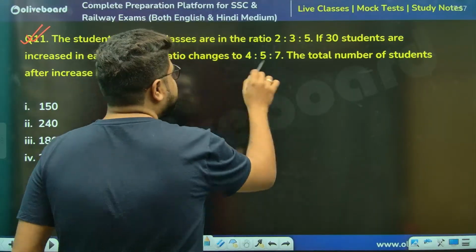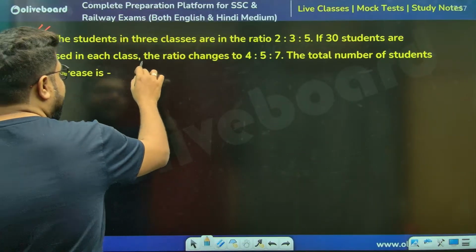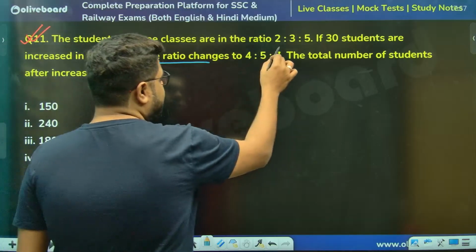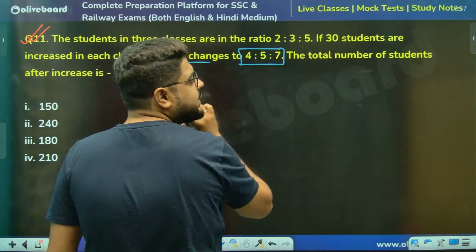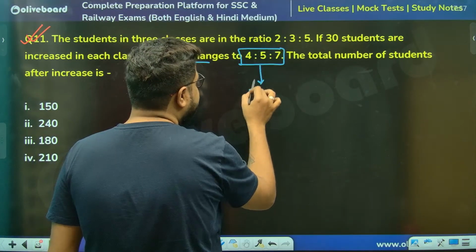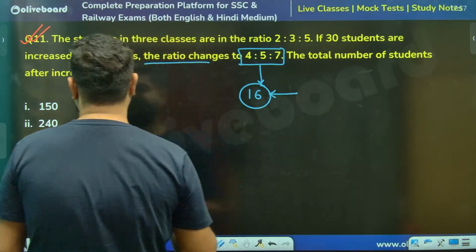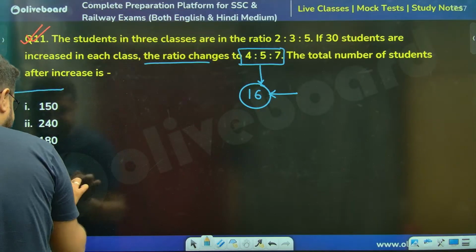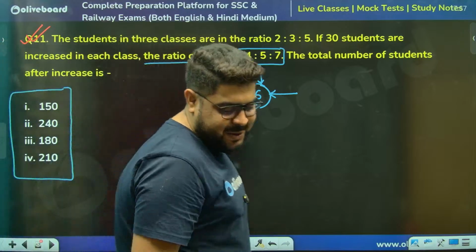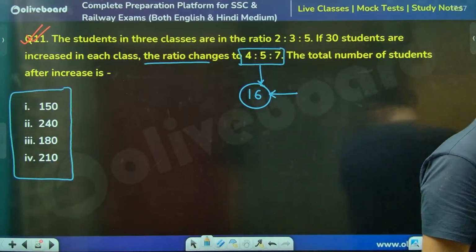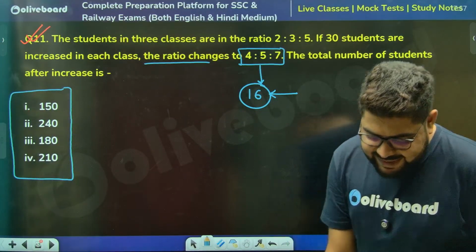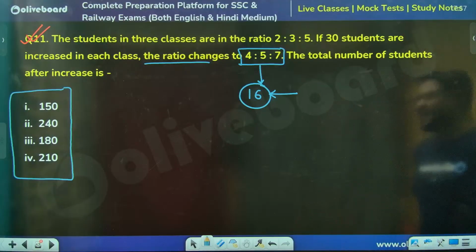Sir, the ratio after the increase is 4:5:7. Total करोगे तो sir 5 4s are 9, 16. So my answer has to be a multiple of 16. Sir, options check karo na sir. Which option is a multiple of 16? Yes, yes, yes. Reena, Ashish both have given.